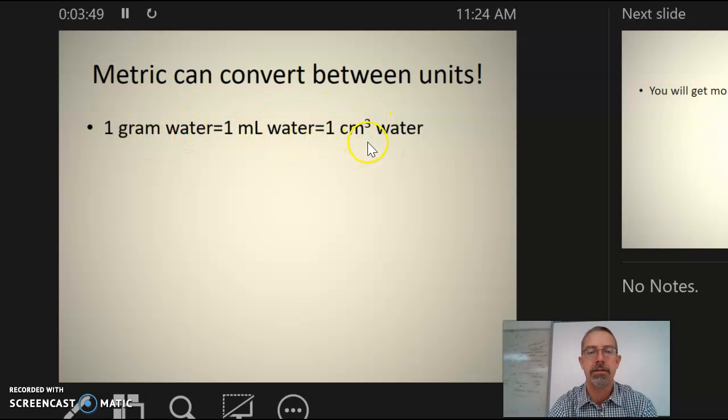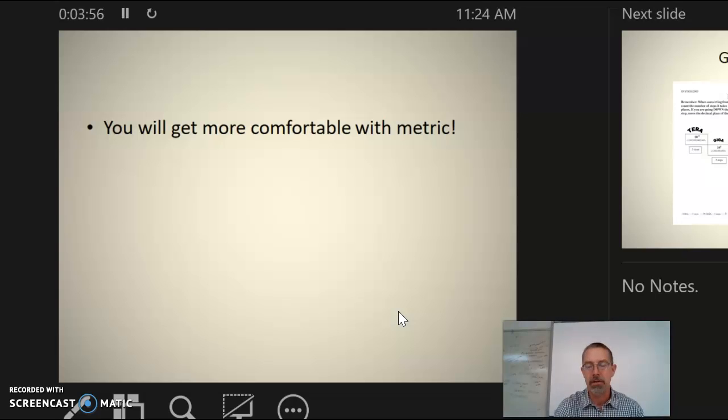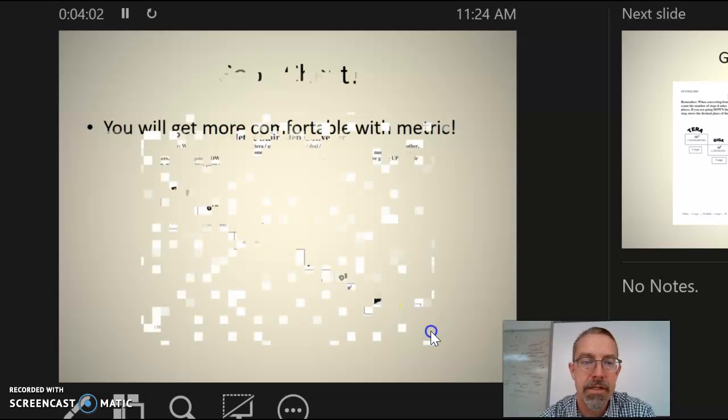There's nothing that compares in English. This is something that's universal that we can count on. So you can see there are lots of reasons why the metric system is more utilitarian in terms of how we can use it in the world of science.